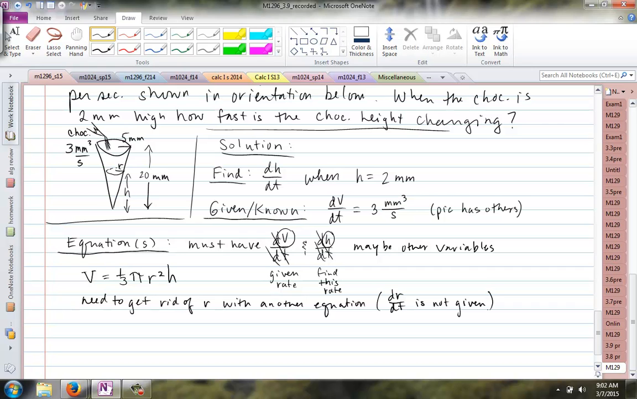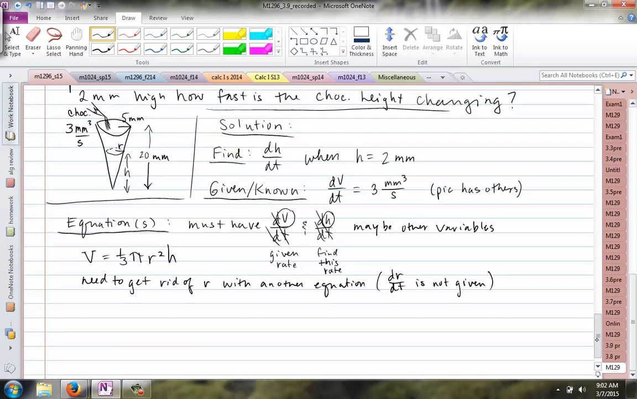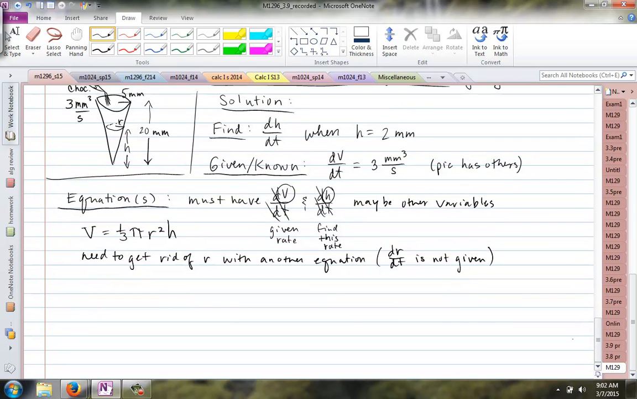Okay, we'll just leave it at that. And so notice that the dimensions of the cone haven't been used. The fact that it's 5 by 20 millimeters is definitely going to play a role in the answer, because the rate of change of the height is going to depend on how big this waffle cone is, so it's definitely something that's needed here.